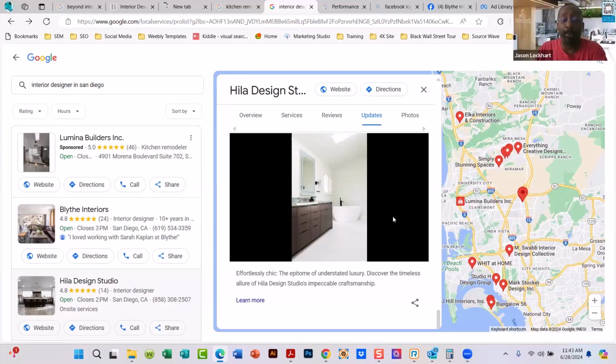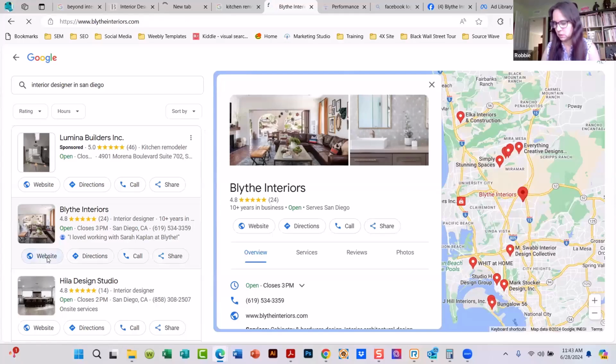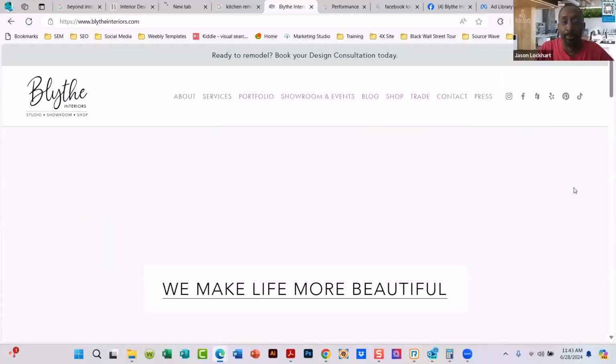So that's what we like to do. So we like to look at that, and then what we also do is we also look at their website. So let's head back to Blight, and let's look at their site. So one of the things that jumps out at me almost immediately is they don't have their number anywhere at the top.